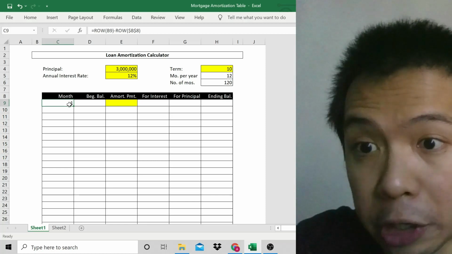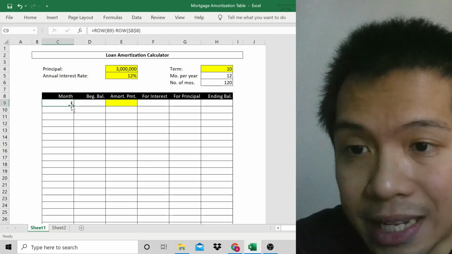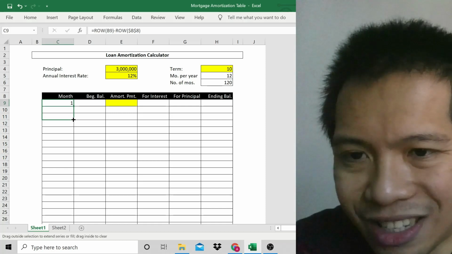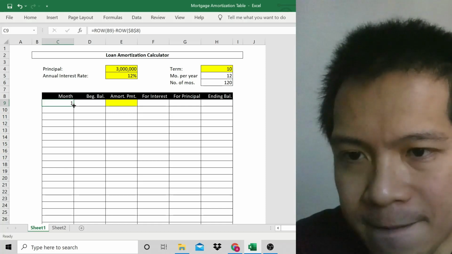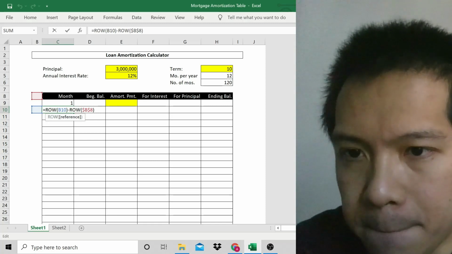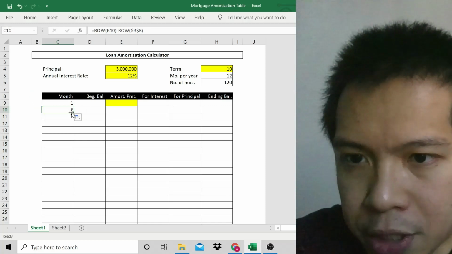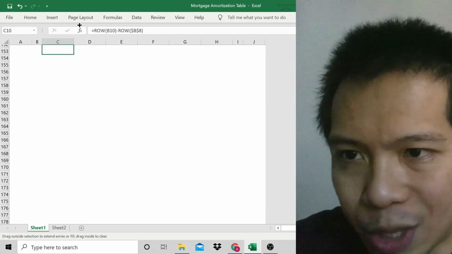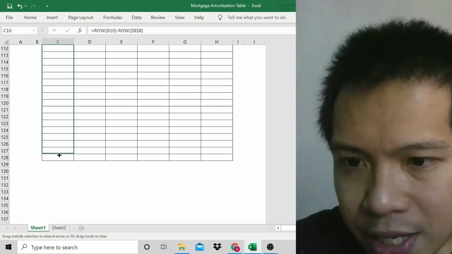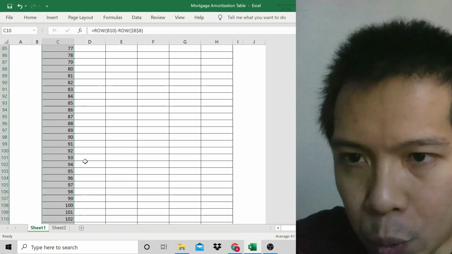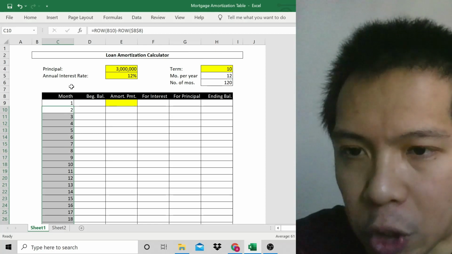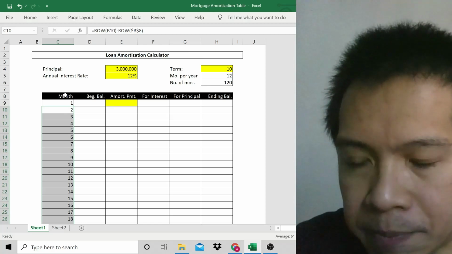Again, the purpose of the dollar sign is for the formula not to shift the cell. Anyway, if you go to the second month, notice that the formula B8 is unmoved. So let us continue until 120 months. There you go. We have 120 months. So this would be your first column.